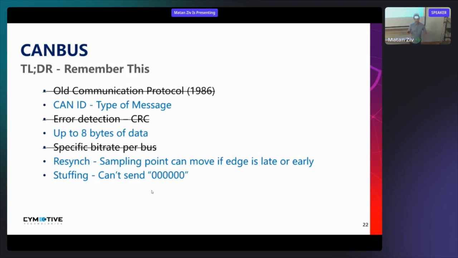So we got to the TLDR. So I hope everybody can come back to me now when I talk about what is important regarding what I just said. So a CAN bus has a CAN ID, which is sort of the type of the message. CAN bus allows up to 8 bytes. There is this concept of resynchronization, which means that a sampling point might move if an edge arrives too early or too late. And there is a concept of stuffing that does not allow us to send 6 consecutive bits of the same value.